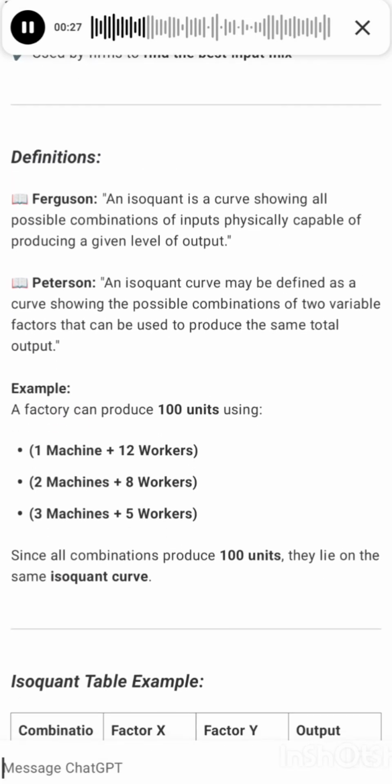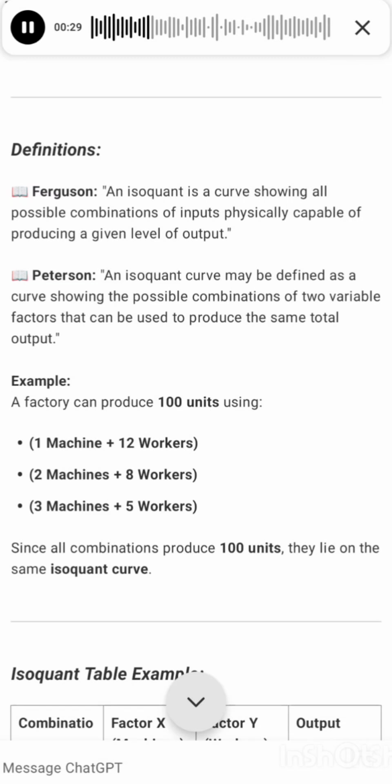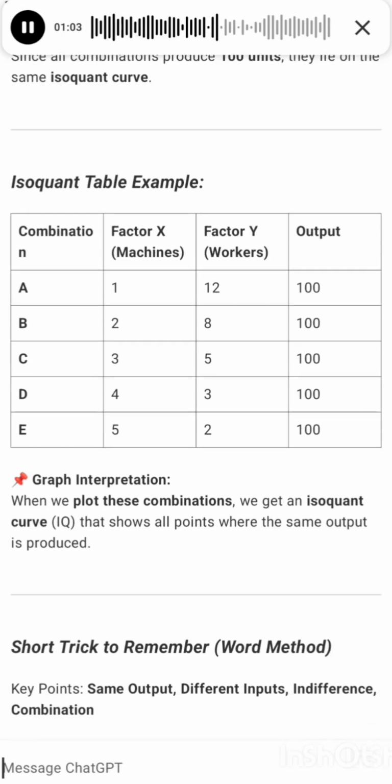Definitions. Ferguson: an isoquant is a curve showing all possible combinations of inputs physically capable of producing a given level of output. Peterson: an isoquant curve may be defined as a curve showing the possible combinations of 2 variable factors that can be used to produce the same total output. Example: a factory can produce 100 units using 1 machine plus 12 workers, 2 machines, 8 workers, or 3 machines, 5 workers. Since all combinations produce 100 units, they lie on the same isoquant curve.